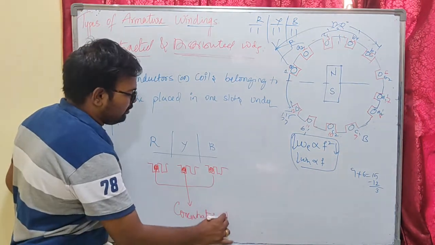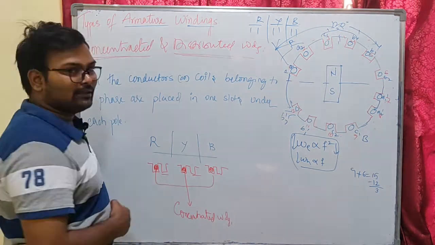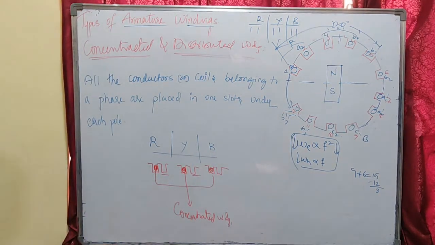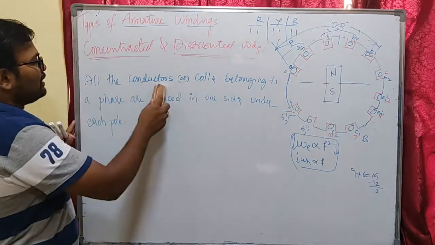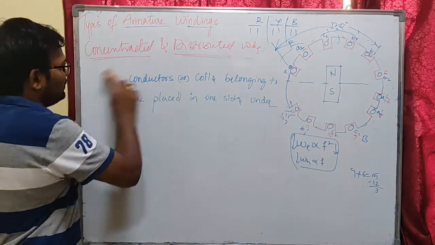Concentrated winding. So the number of slots will not be equal to the number of coil sets here. Here I am left with empty slots. This type of winding is called concentrated winding. So this is the definition of concentrated winding. All the conductors or coils belonging to a phase are placed in one slot under each pole.